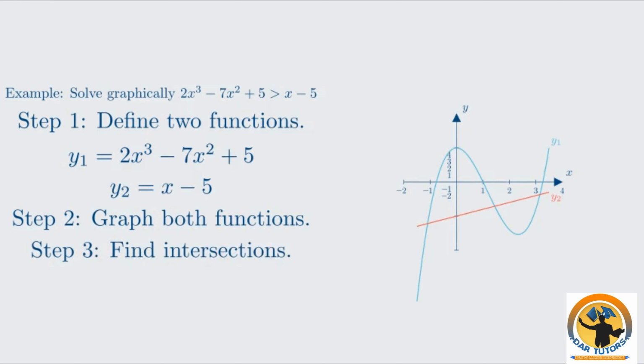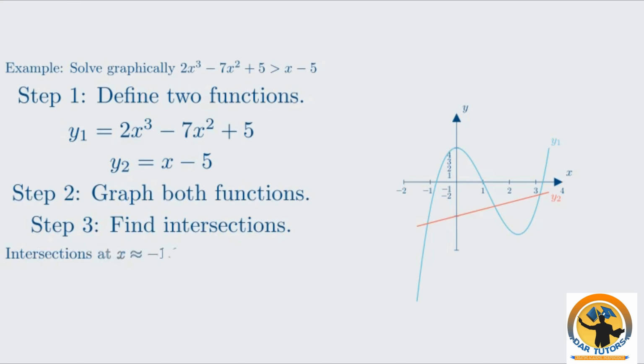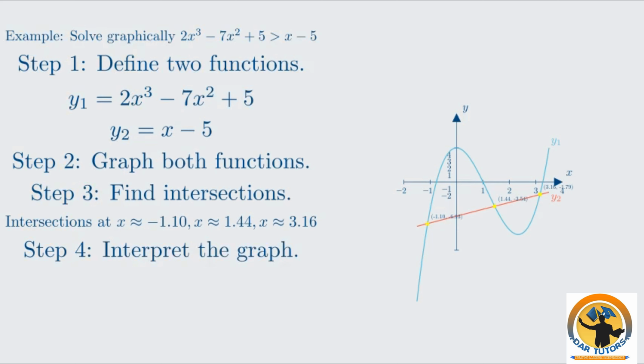Step 3. Find the points of intersection. Using the calculator's intersect function, we find the approximate x-coordinates of these points. The intersections occur at approximately x equals negative 1.10, x equals 1.44, and x equals 3.16. Step 4. Interpret the graph. We are looking for where y1 is greater than y2, which means where the graph of the cubic is above the graph of the line.